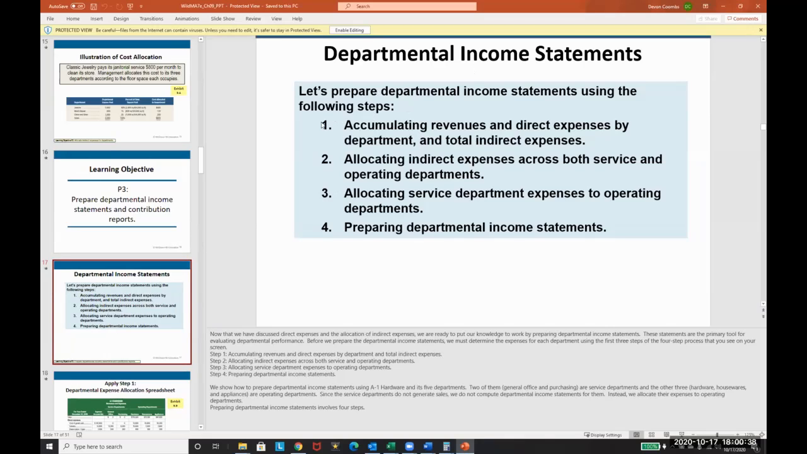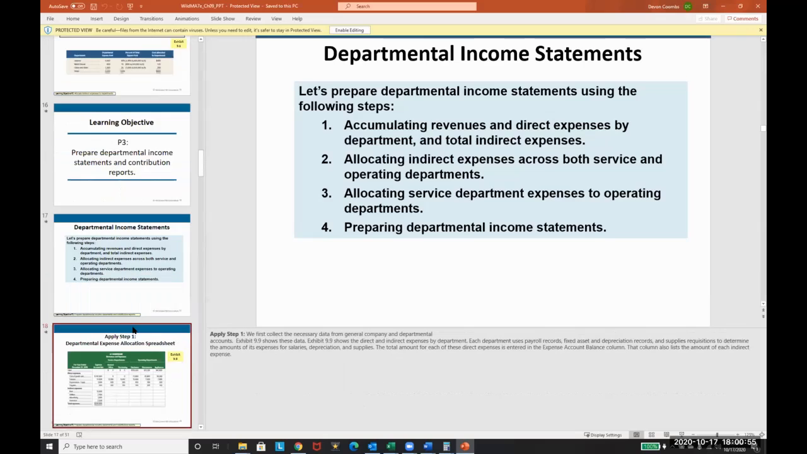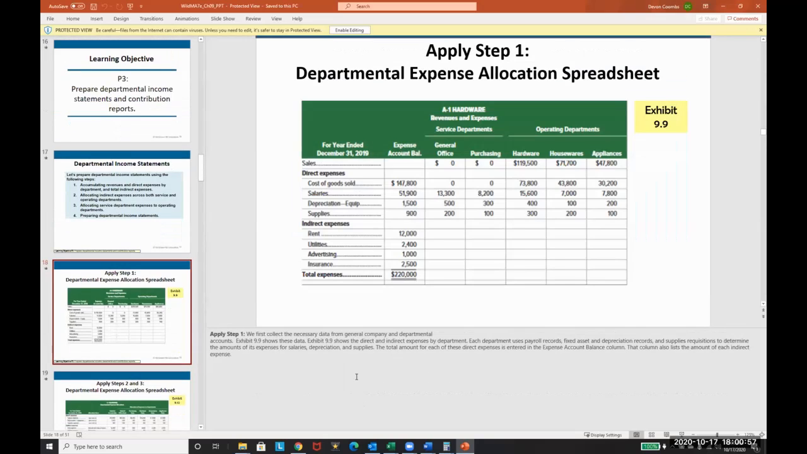So income statement. We have to do the same thing, revenues and expenses. Only difference here, it's by department. Allocate the indirect expenses, allocate service department expenses, and then we prepare the income statement. So it's the exact same as everything else we've done so far. The only thing different is now we have these departmental shared expenses that we have to figure out.